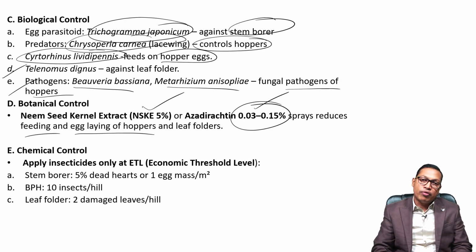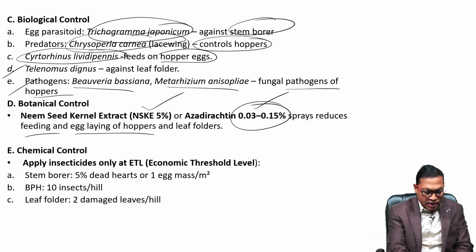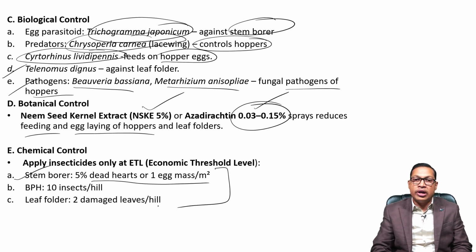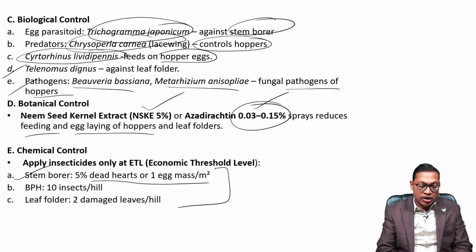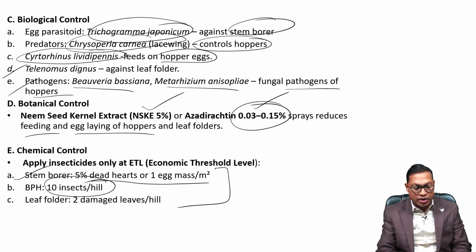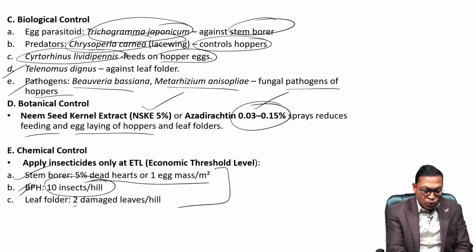Otherwise, we will go for chemical application. What is the ETL, the economic threshold level? If stem borer is 5% dead hearts or 1 egg mass per meter square is coming, then we can say now we have to go for chemical application. If 10 insects per hill are coming in the case of brown plant hopper, BPH, then we will go for chemical spray. Leaf folder, 2 damaged leaves per hill, then we will go for chemical control.